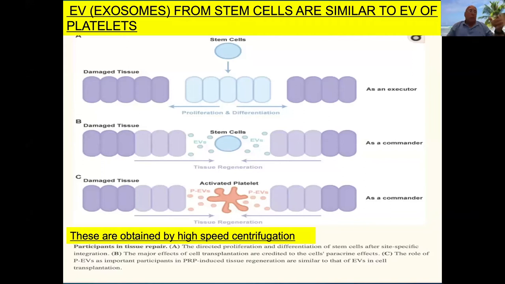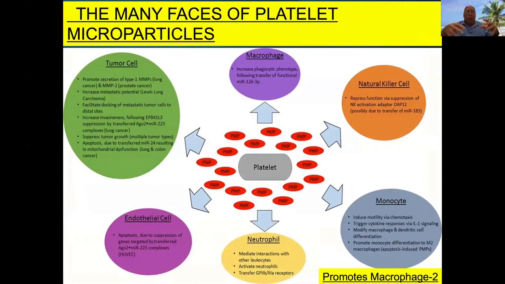But basically, when we're looking at platelet exosomes, it's very similar to stem cell exosomes. You have damaged tissue, you have a stem cell, and the exosome can actually help repair and differentiation. But look at your activated platelets, they can do the same thing. Damaged tissue, repair, activated platelets. So they're very similar. Now, we've gotten a technique in my office to obtain these by very high-speed centrifugation. And I'll have a slide that shows that in just a moment. But you can see, again, very much like an exosome, these platelet microparticles have facets in all different parts of the immune system, tumors, monocytes, etc.